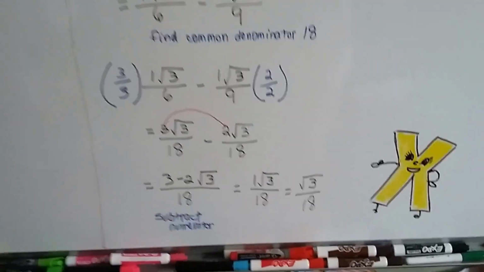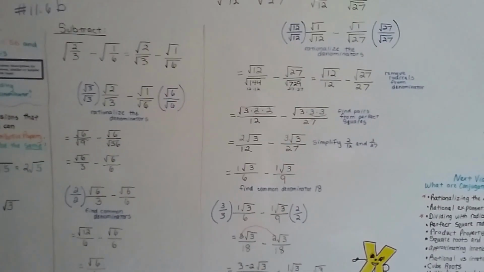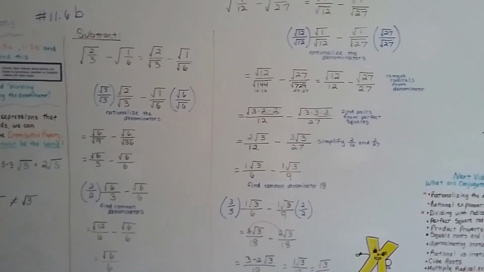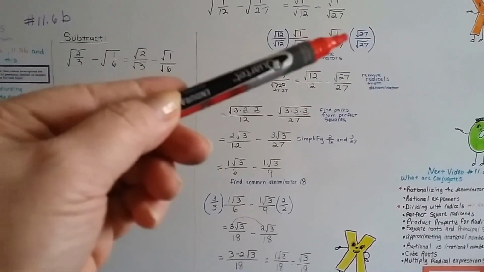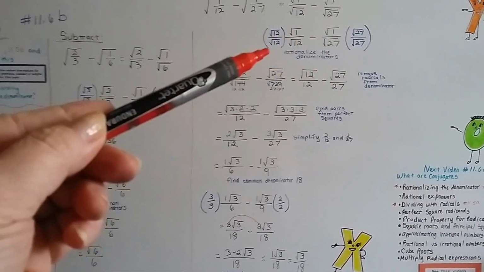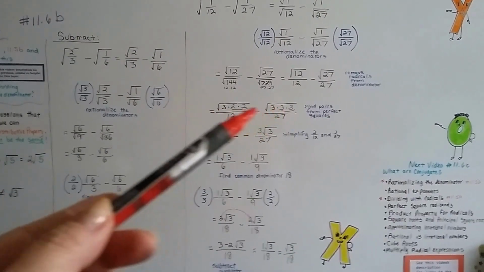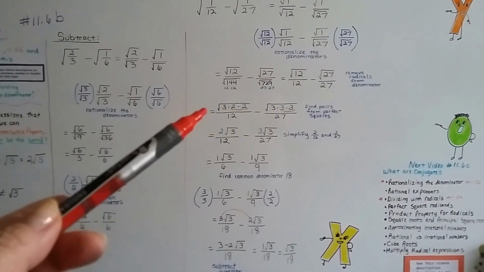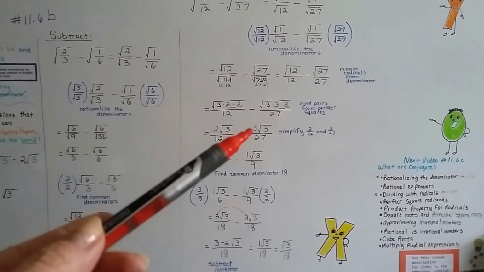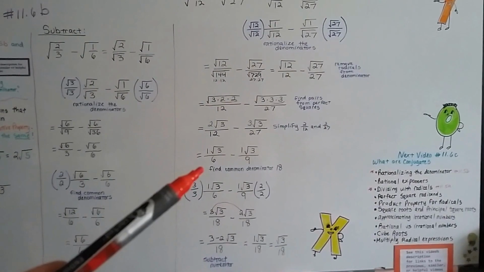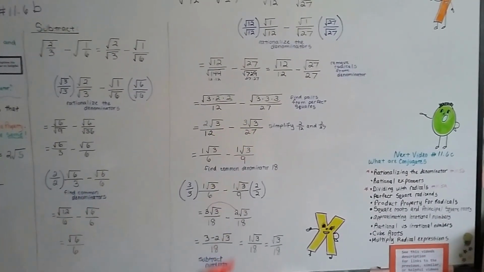A lot of steps to that, wasn't it? That's why I thought it would be good to make this extra video on subtraction so that you could see how I did this. It's very important you rationalize each denominator to remove those radical signs, okay? And then I factored them and opened them up, didn't I? And was able to pull out a perfect square and put that in the front. And then I simplified them, the 2/12 and the 3/27.